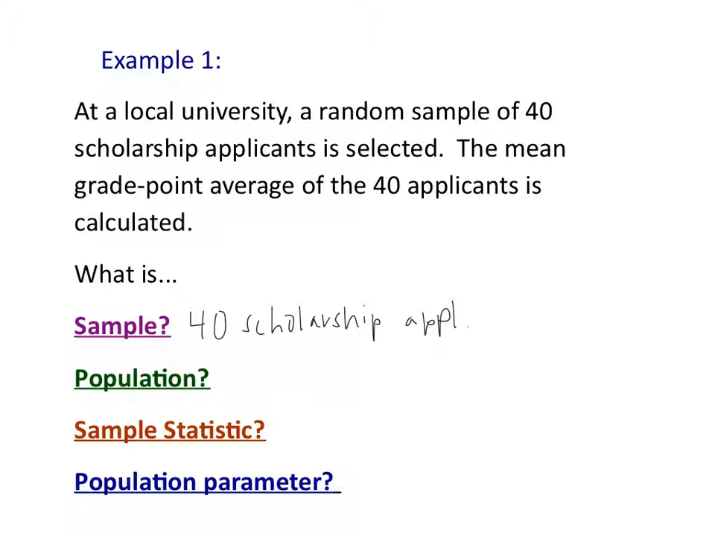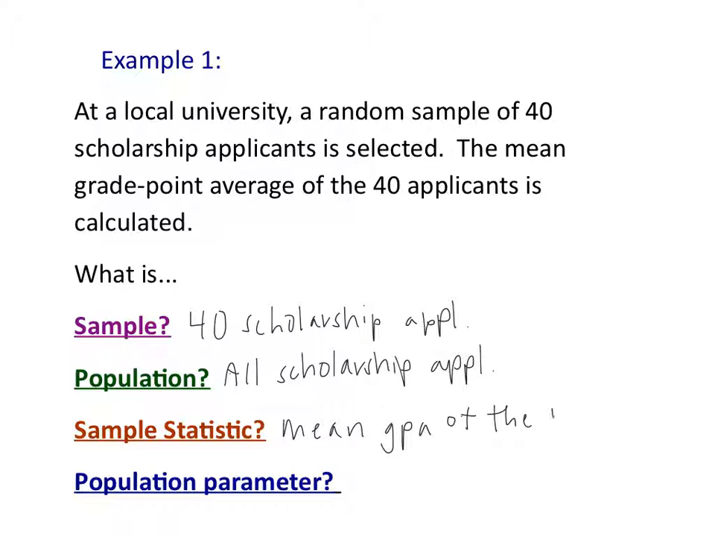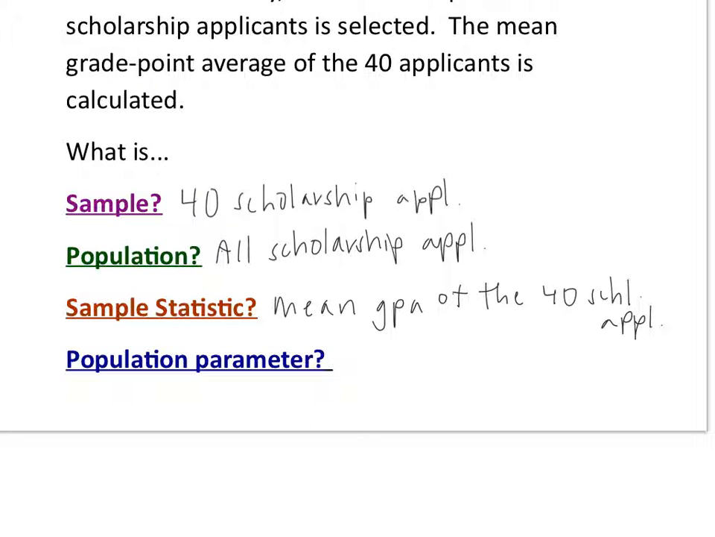The population from which they chose the 40 scholarship applicants was all the scholarship applicants. The sample statistic, so what they're measuring from that sample, is the mean GPA or grade point average of the 40 scholarship applicants. And the population parameter, here again the parameter is a measure that describes the characteristic of an entire population. Here it would be the mean GPA of all the applicants. So as you can see, population goes with population parameter and sample statistic goes with sample.